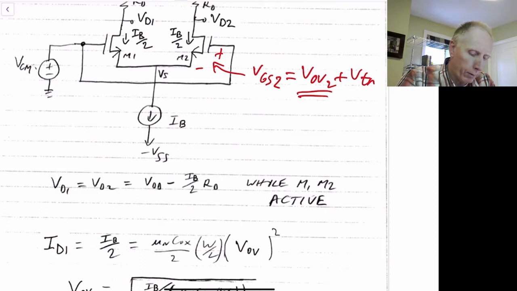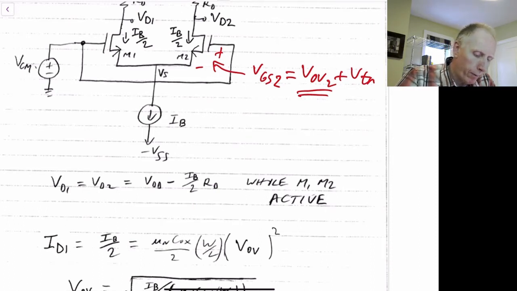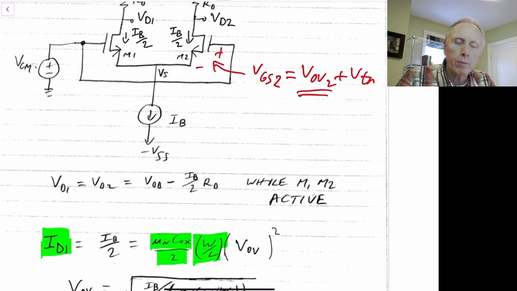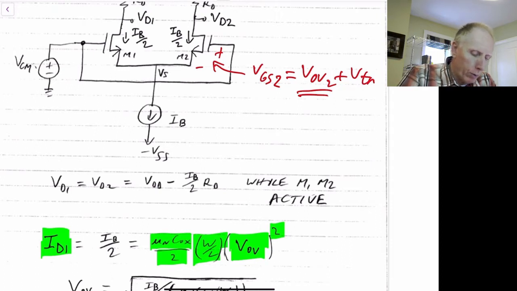If we write down the equation for the drain current, we have that ID1 is mu NCox over 2 times width over length. And because both transistors have the same overdrive voltage, we'll just write it as V overdrive, and this is all squared. This is the equation for the transistor when it's in the active region. And this should all equal IB over 2, because half the current went into M1 and half the current went into M2.